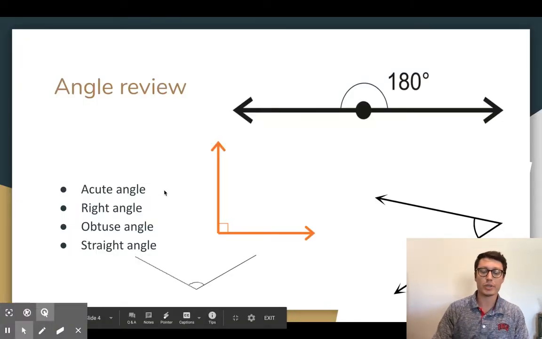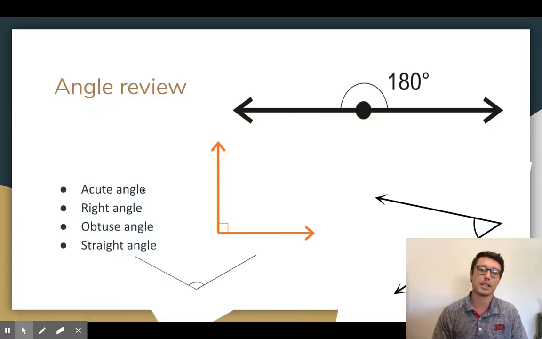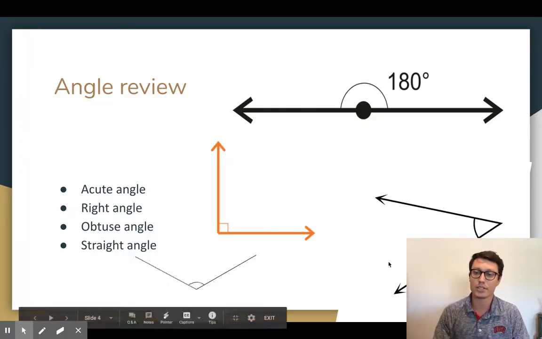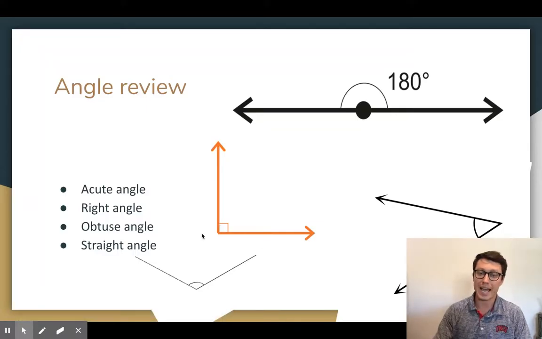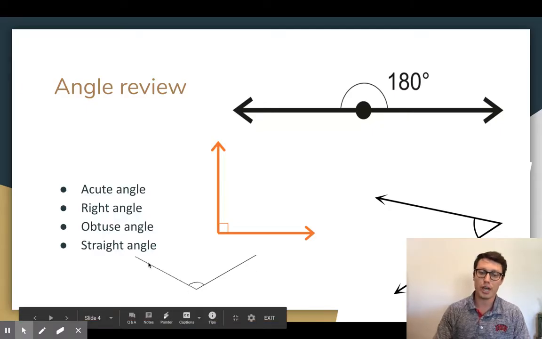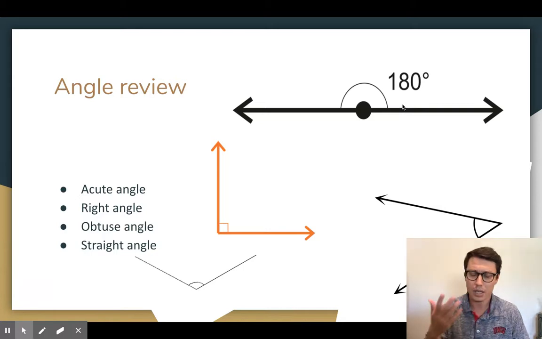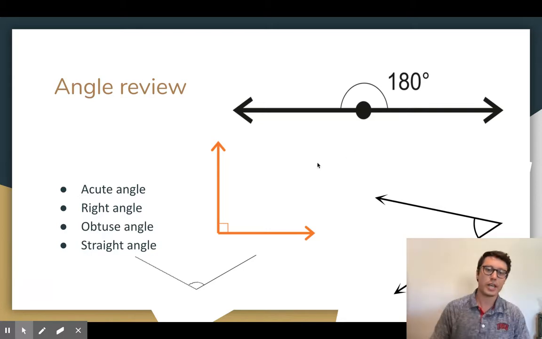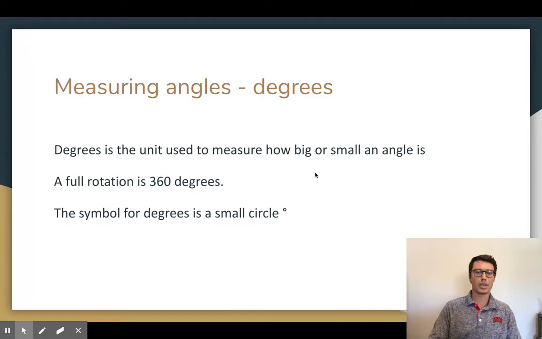Remember, an acute angle is any angle that is less than 90 degrees. This is your acute angle here. A right angle is exactly 90 degrees. It always has this little box in the corner. An obtuse angle is more than 90 degrees, and a straight angle looks basically just like a straight line, and it always measures 180 degrees.